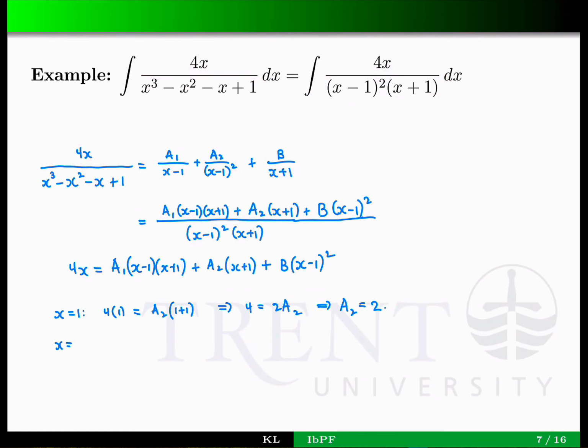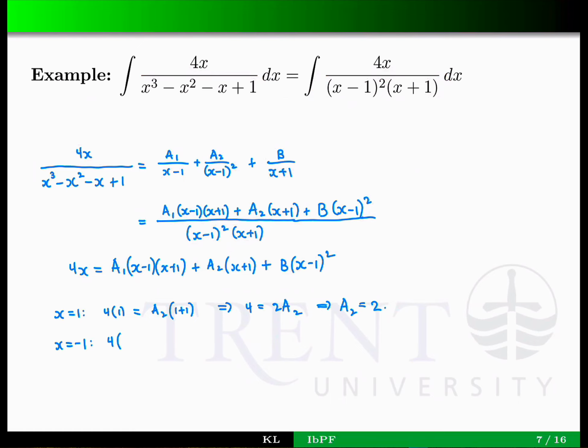When x equals minus 1, this one here will be equal to 0. This one here will be equal to 0. But this will not be equal to 0. So when x equals minus 1, this will disappear, and we will be left with this expression. So we will be able to solve b quickly.